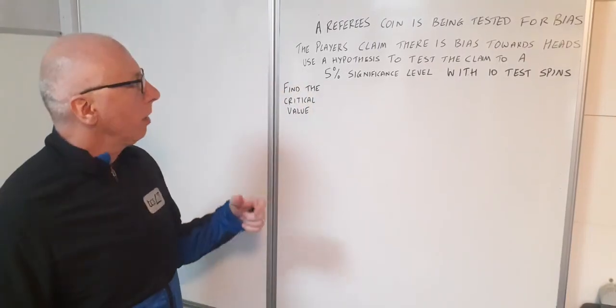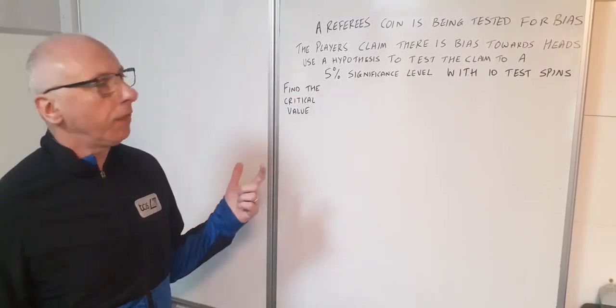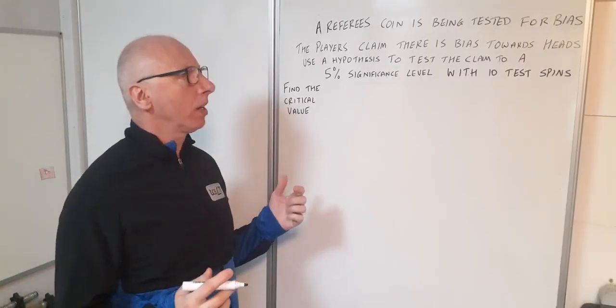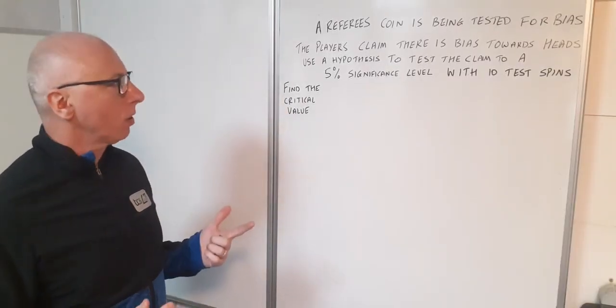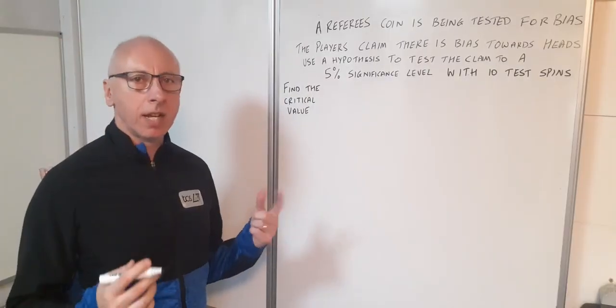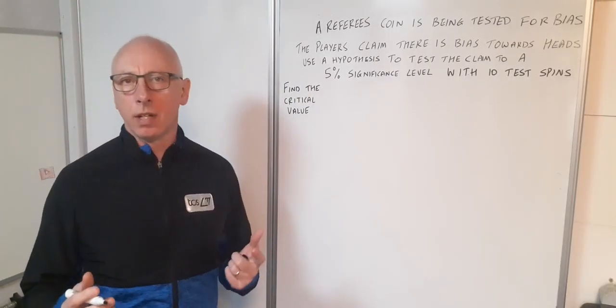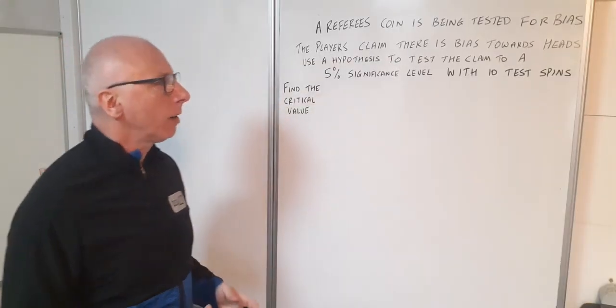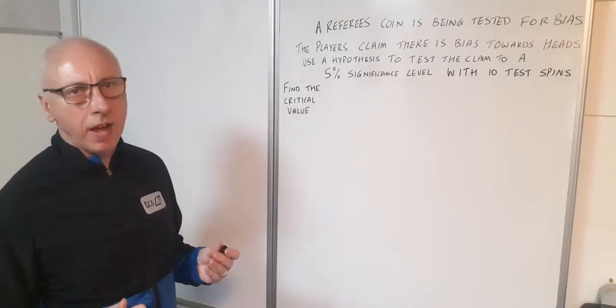So in this question here, we've got a referee's coin to be tested for bias. Now, the players claim there is bias towards heads on this particular coin. So we're going to set up a hypothesis test to test the claim at the 5% significance level. And we're going to do 10 test spins to see if there is any evidence of that.